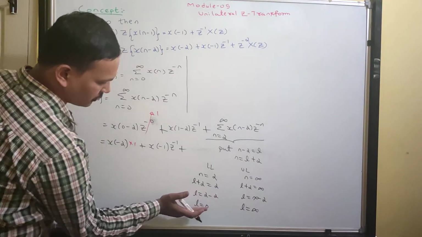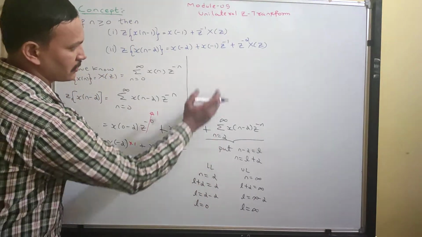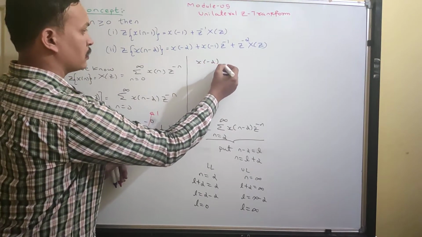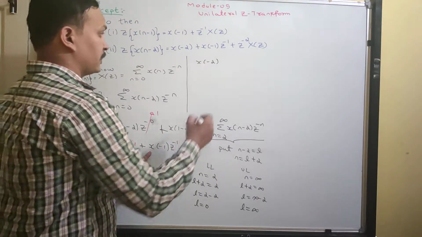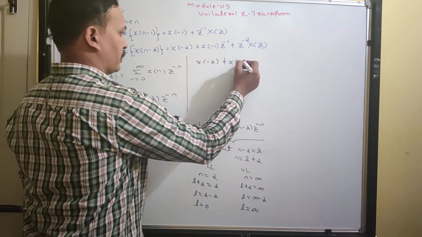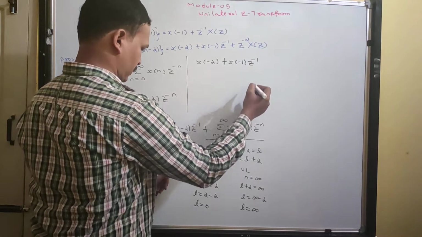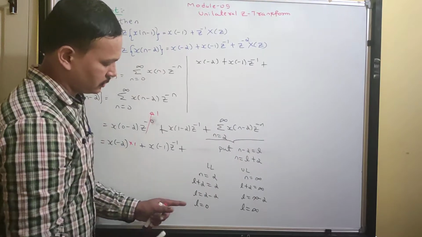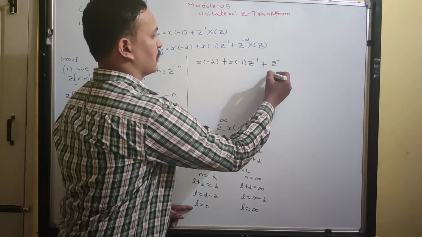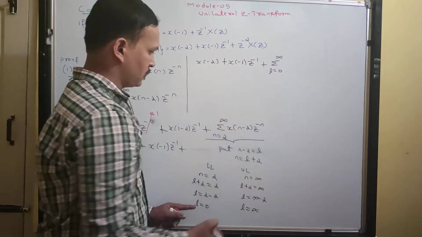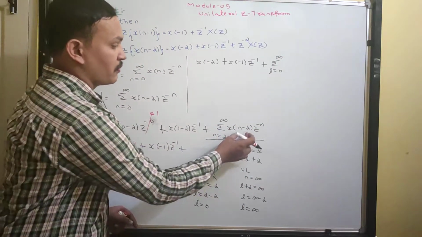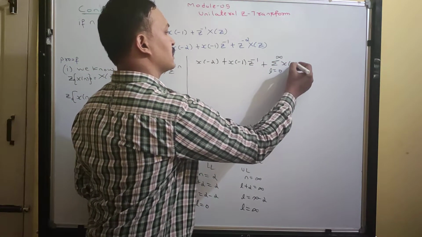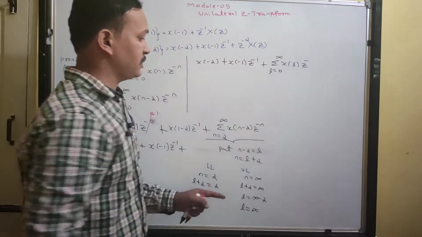After writing these limits, below that you write: x of minus 2, x of minus 2 into 1 is x of minus 2 only. Then plus x of minus 1 into z power minus 1, plus. Now you apply the new limits. Summation L equals 0 to infinity, x of n minus 2. What is n minus 2? L. Then this becomes x of n into z to the power of minus n.